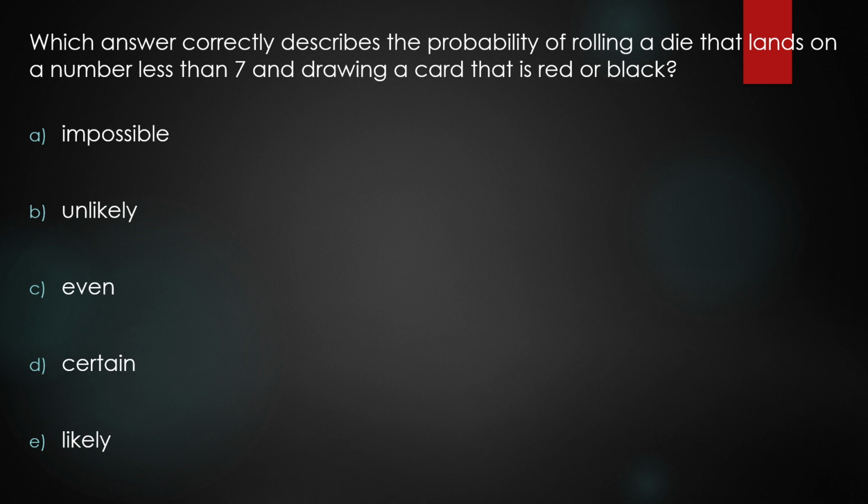Then, if I'm drawing a card, the only 2 colors that are in a deck of cards are red and black, which means that both of those have a 100% chance of happening, which means that for this one, rolling a number less than 7 and drawing a card that's red or black, both of that is going to be certain because those are all of my different options that I could do.